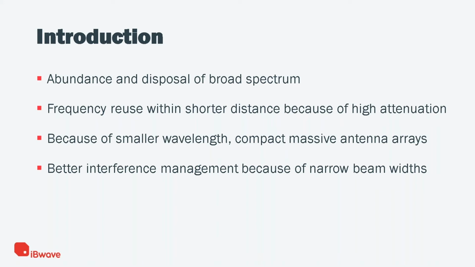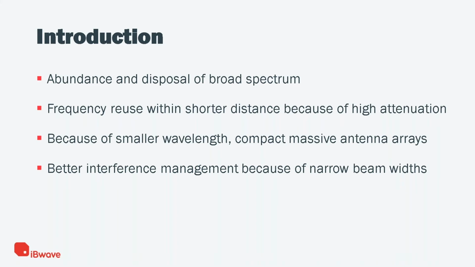Another benefit of using this millimeter wave frequency is the possibility of designing compact massive antenna arrays. And this is because of the smaller wavelength. This will help us implement the technique of massive MIMO deployment. Another benefit is better interference management. This is possible because in millimeter wave, we can create a very narrow beam width, and this will help better manage the interference between users, or also between different node Bs.